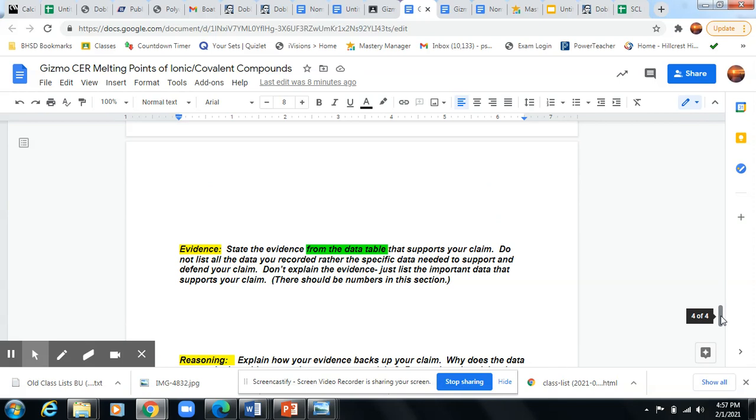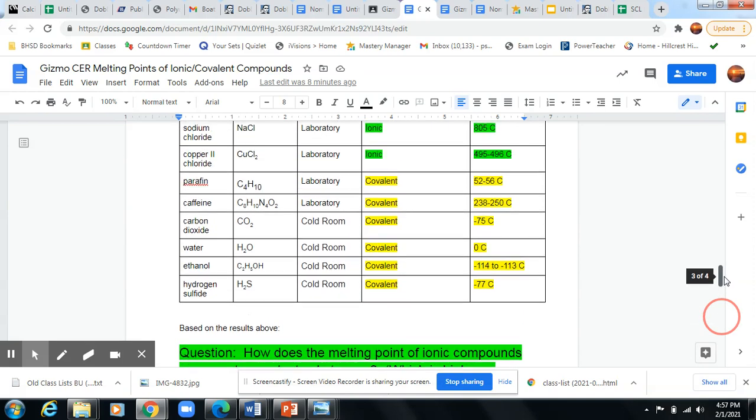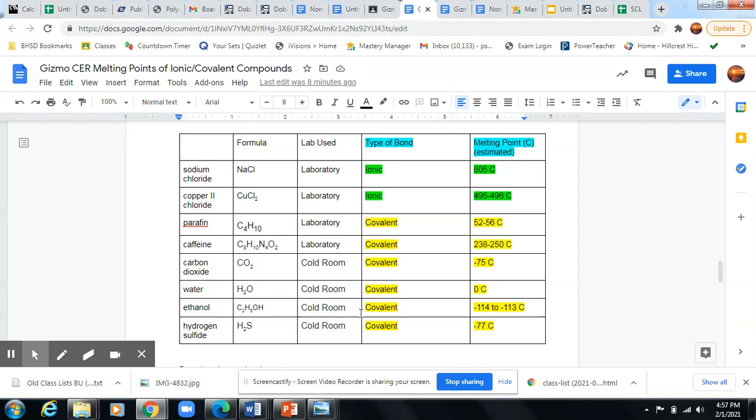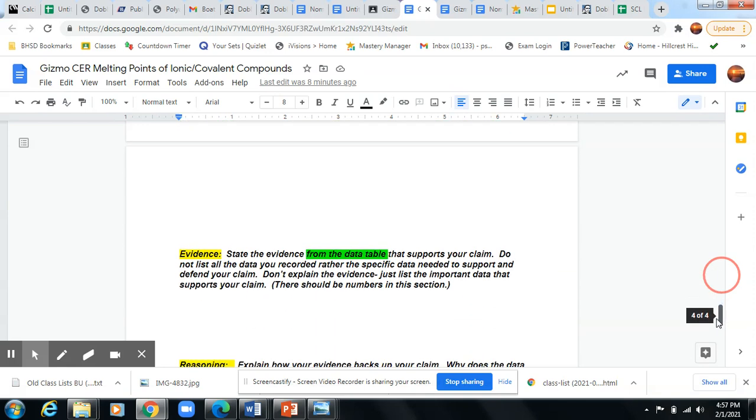Now, state the evidence. The evidence is coming from the data table. Evidence is numbers. You're doing these things right here. So that is the evidence that you are listing in the evidence section. Okay, state the evidence from the data table that supports your claim. Do not list all the data, so it's not just a repeat of the data table. You're just giving the pieces of information that back up the claim that you made. And you're not explaining it in this part.